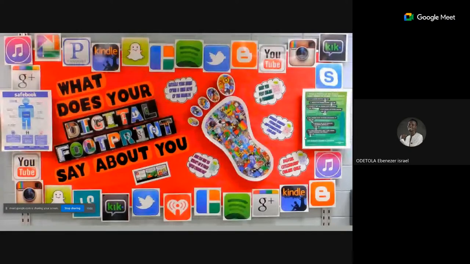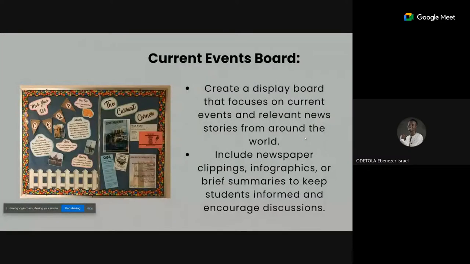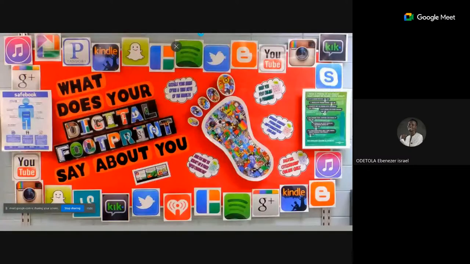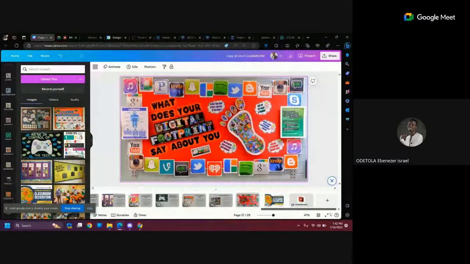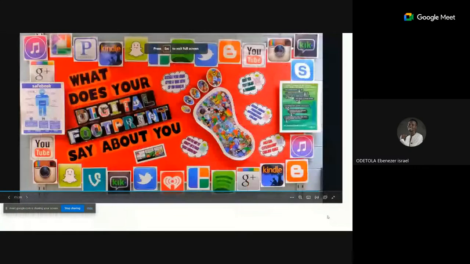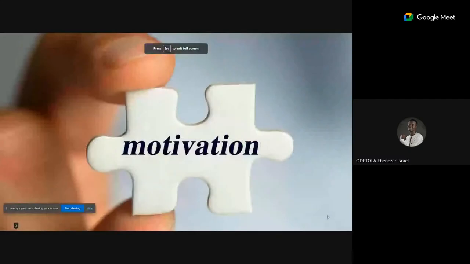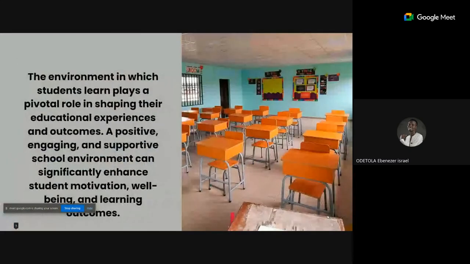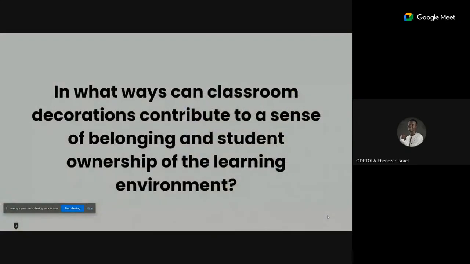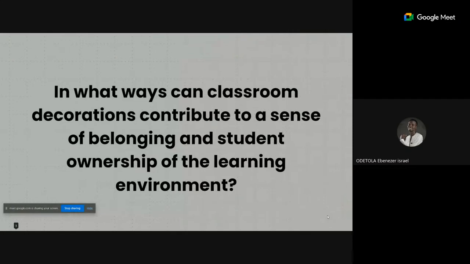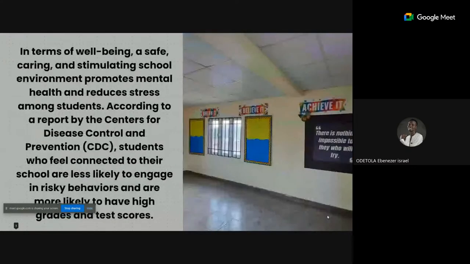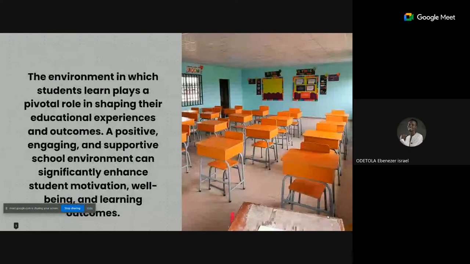And before I do a recap, let me give room for question and answer. Or let me quickly do a recap of what we have learned so far. So far, we have talked about the classroom, the secondary school learning environment and display. And I asked a lot of questions. Should the secondary school environment be left behind when we talk about decoration? And I talked about the impact of classroom decoration in the secondary school environment.